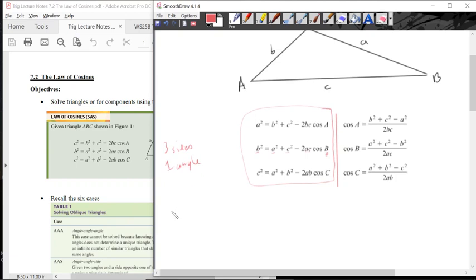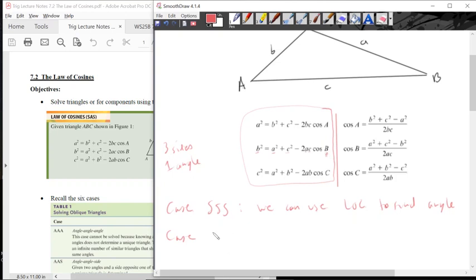For instance, if we had the case side, side, side, that is, if we already knew three side lengths of a given triangle, then we can use the law of cosines in order to find an angle. Because if we already had three sides, then we plug those three side lengths, a, b, and c, into this equation, and we would be left with solving for the angle.